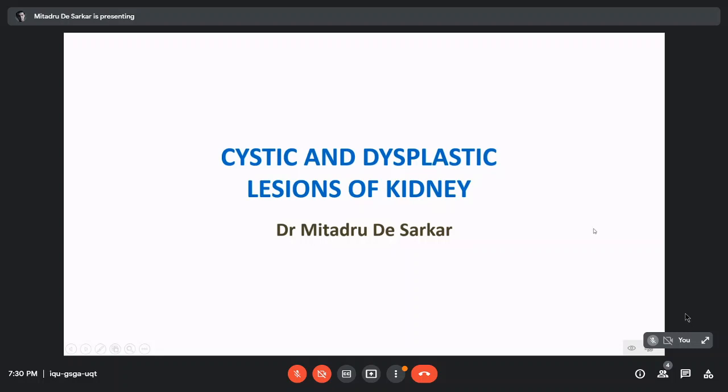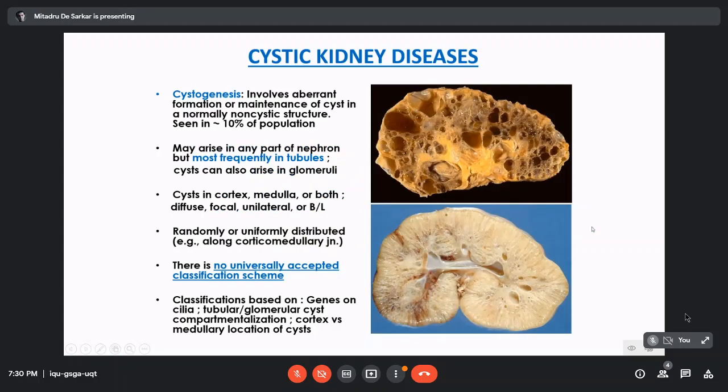We shall see how. Firstly, we need to discuss the basic formation of the cyst within the kidney. The process of cystogenesis involves the aberrant formation or the maintenance of a cyst in a normally non-cystic structure like the kidney, which is normally seen in approximately 10% of the population. Most of the cysts will arise from the tubules, but some cysts can also arise from the region of the glomerulus. The cysts can be in the cortex, they can be in the medulla, or they can involve both the cortex as well as the medulla.